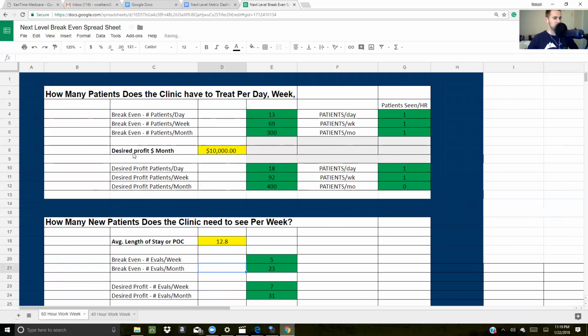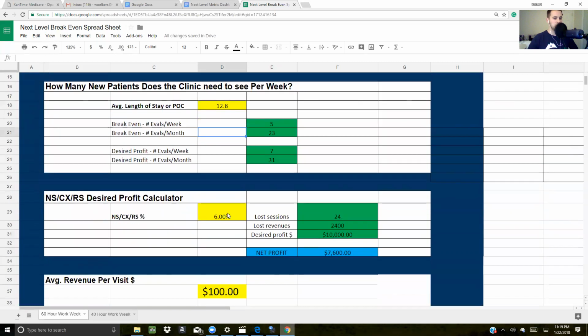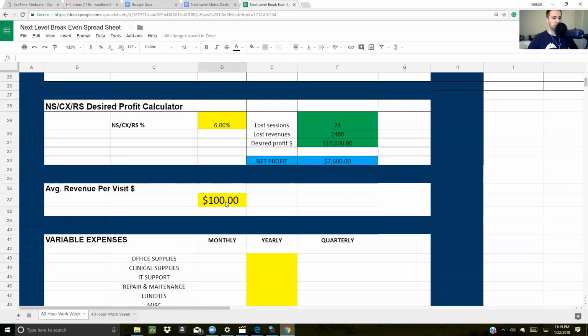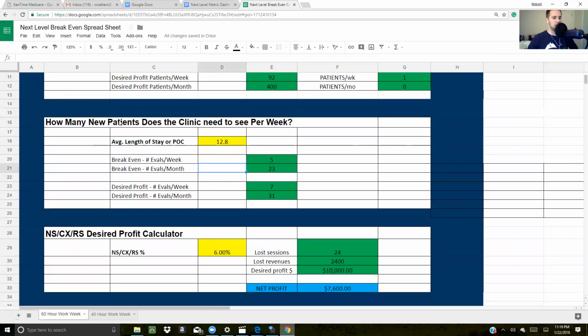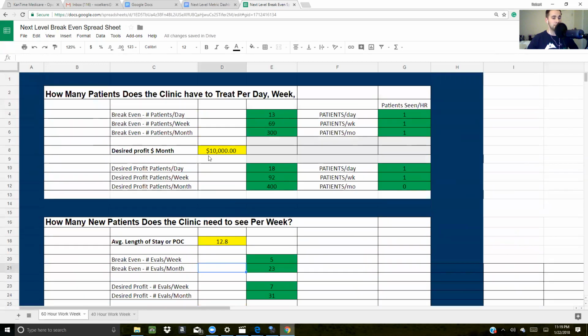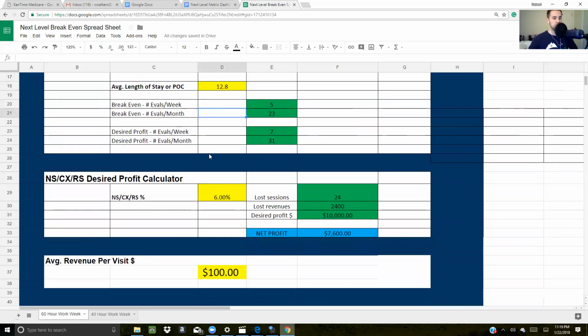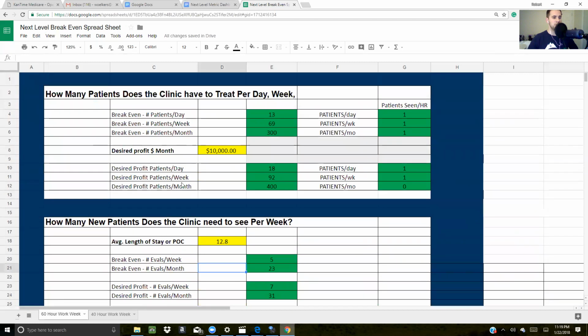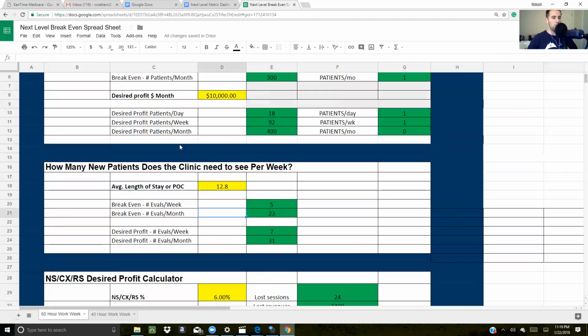So a couple of numbers I want to point out to you guys: desired profit per month, average length of stay for plan of care, no-show cancellation rate, and the average reimbursement per visit. When you guys are trying to figure out your break-even points, these are really important numbers that I would want you to know. If I ever said, hey, what's your average reimbursement? What is your desired profit per month? Stuff like that. So why is that important?